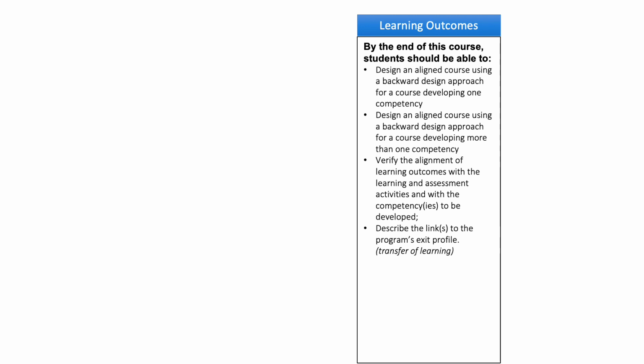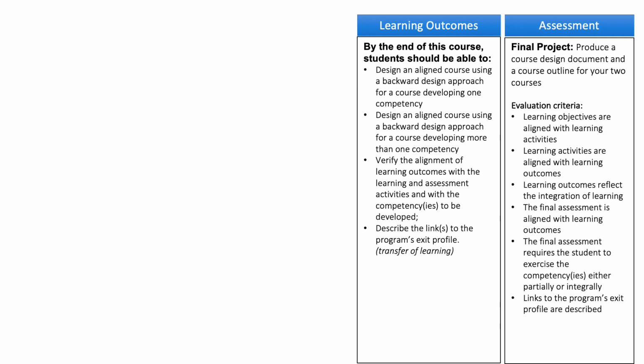Knowing what I want the students to be able to do, I can then figure out how to get them there. But first, I can ask myself, what evidence can I gather to determine whether the students have met those learning outcomes? The assessment will consist of a final project where the student will be asked to produce a course design document, which used to be called a course framework in the past, and a course outline for two courses. I even note the evaluation criteria so that it can keep me on track when I design the learning activities in the classroom.